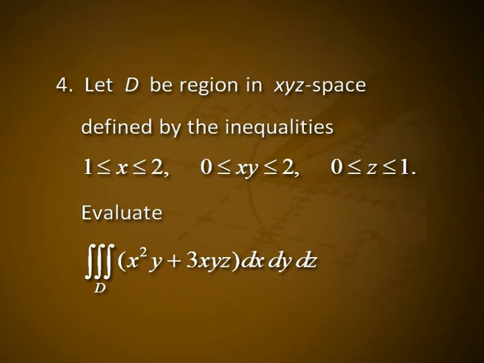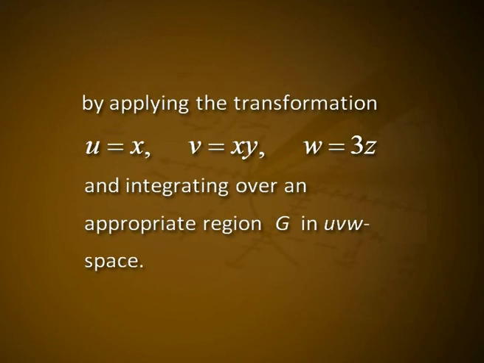4. Let D be the region in xyz space defined by the inequalities 1 less than or equal to x less than or equal to 2, 0 less than or equal to xy less than or equal to 2, 0 less than or equal to z less than or equal to 1. Evaluate triple integral over D of x square y plus 3xyz dx dy dz, by applying the transformation u is equal to x, v is equal to xy, w is equal to 3z and integrating over an appropriate region G in uvw space.